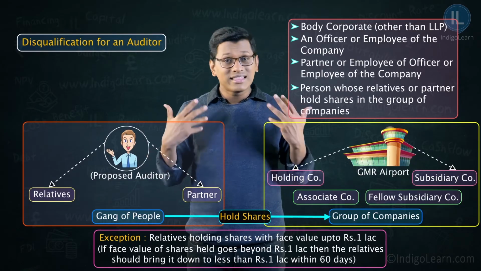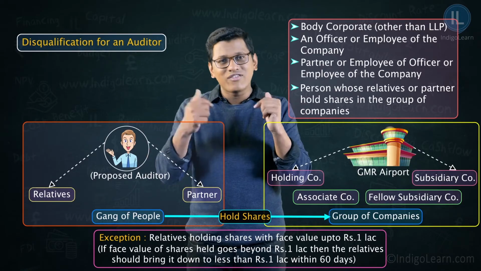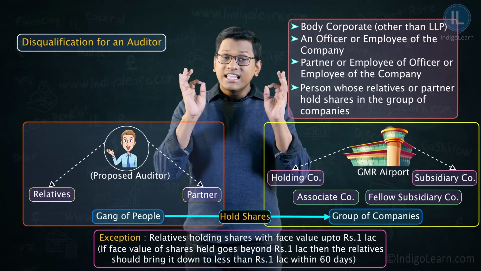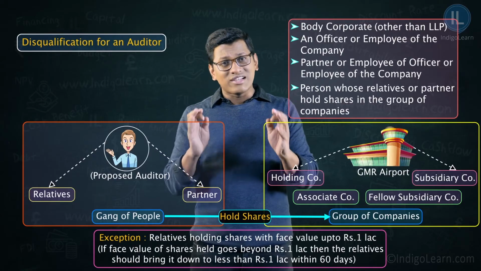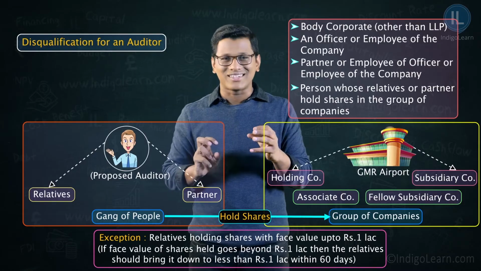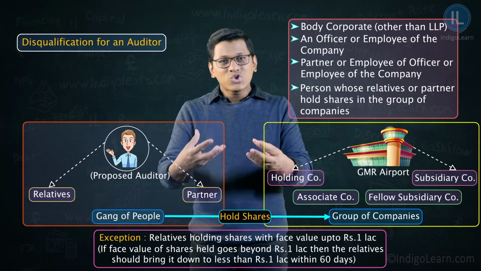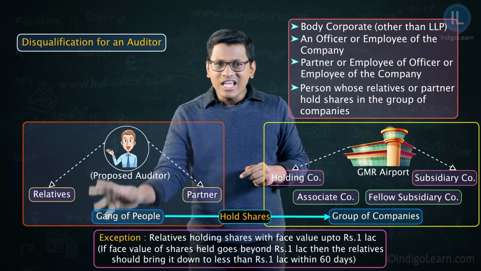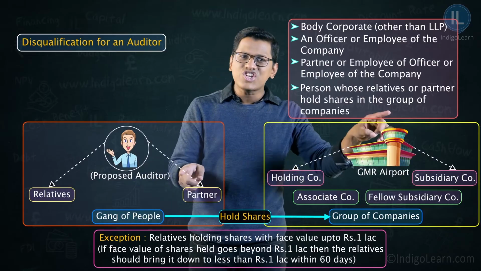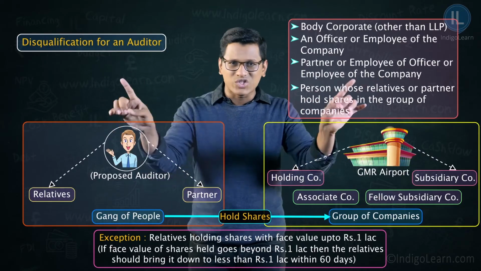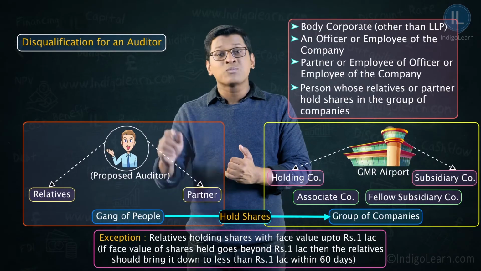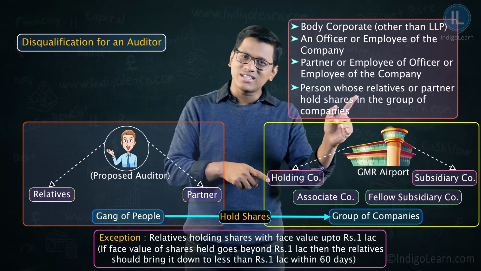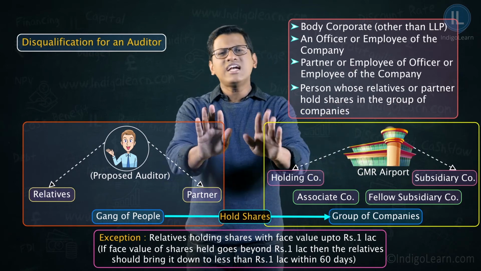If that doesn't happen, then what is the consequence? I will talk about that when I come to something called as casual vacancy. But right now what I am saying is, the disqualification and qualification criteria we will check when somebody is being appointed as auditor, not after a person is appointed as auditor. So at the time of appointing a person as auditor, we are checking for this criteria and saying, if anybody in the gang holds any shares in the group, disqualified, that is the rule. Exception to that rule is, if relatives hold up to 1 lakh face value shares or securities or interest in the group, then that is permitted.